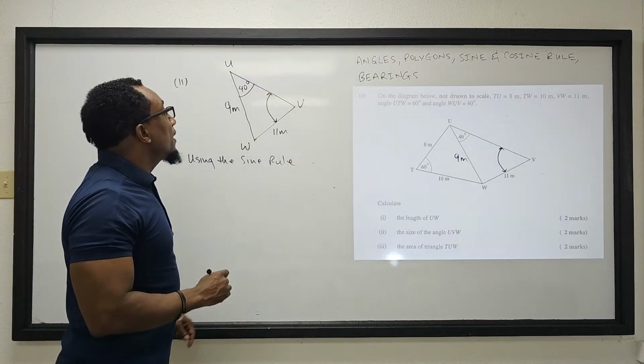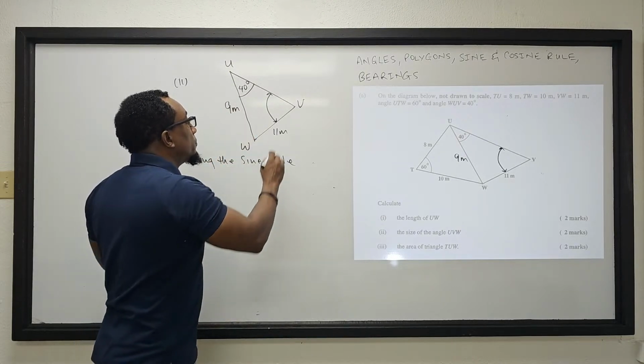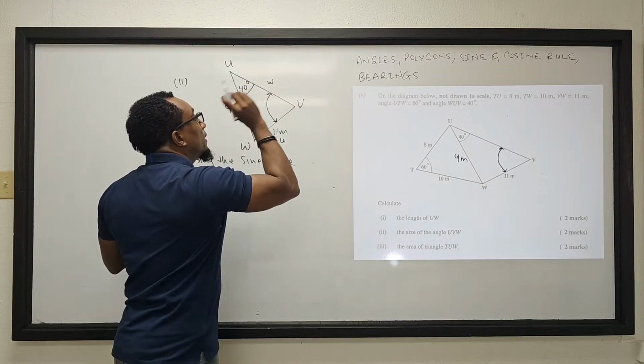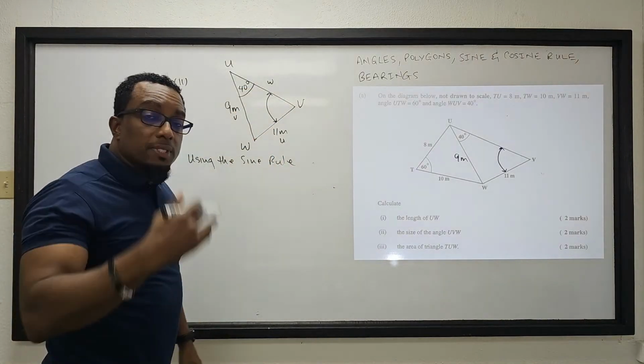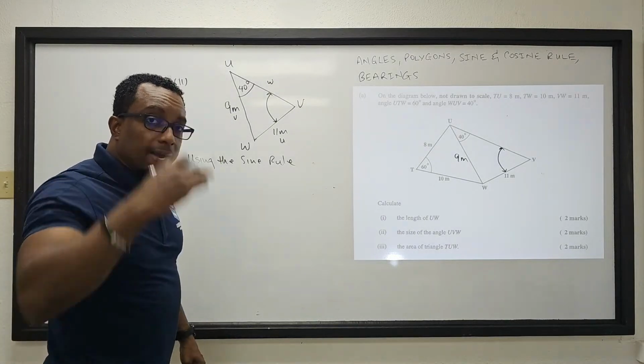So how are we using the sine rule with the labels? The side opposite capital U is what? Lowercase u. The side opposite capital W, lowercase w. The side opposite capital V, lowercase v. The sine rule is about ratios. You see that in the formula sheet too. It's about fractions or ratios.